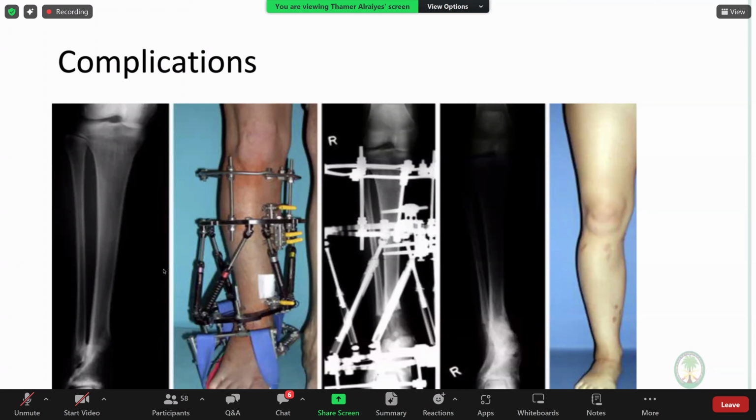Infections? Yes. Pin site infection, it can happen. It's the most common one. So pin site infection can happen. That's why they have periodic visits to the doctor, and then we see that accordingly.